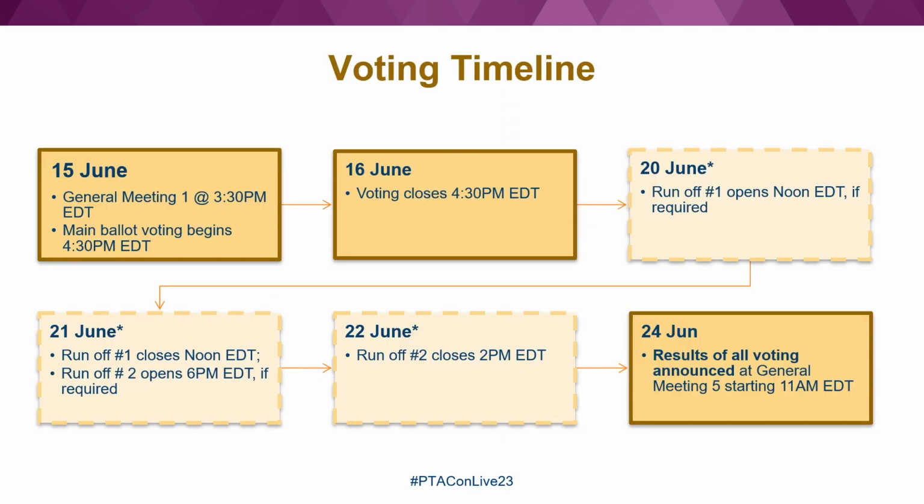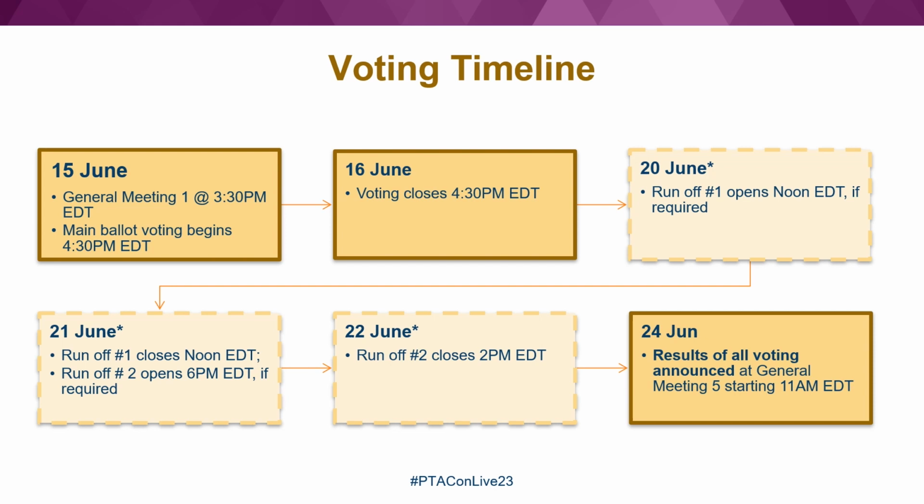Here is the balloting timeline for 2023. The convention opens on June 15th, and all members of the voting body will be sent a personalized main ballot login starting at 4:30 p.m. Eastern that day. Voting on the main ballot will stay open for 24 hours and close at 4:30 p.m. Eastern on June 16th.